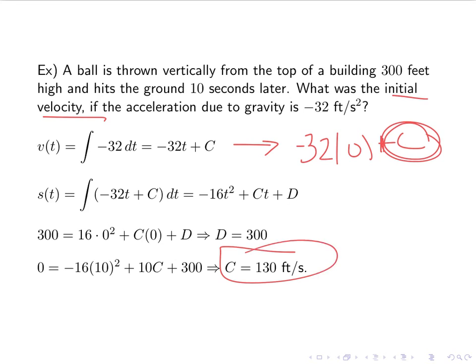So this is my answer. And whenever your functions here, velocity, acceleration, position, whenever they are polynomials, their constant is always your initial. So in these cases, the c is my initial velocity. The d is my initial height. And that's always the case, again, assuming you have a polynomial. So c is my initial velocity, 130 feet per second.